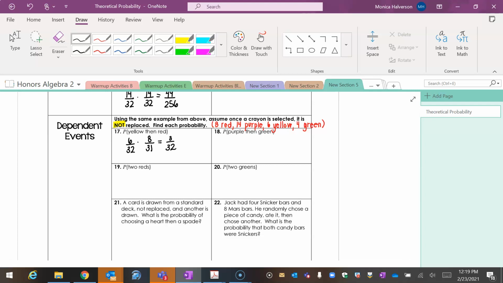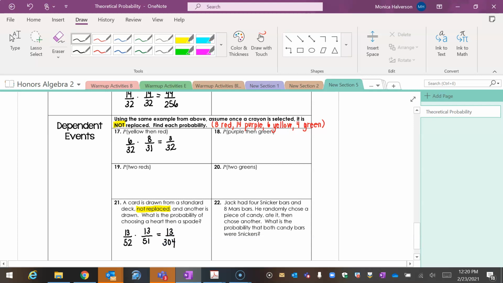All right, let's also do number 21 together. A card is drawn from a standard deck, not replaced, and another is drawn. What is the probability of choosing a heart and then a spade? So the probability of choosing a heart is going to be 13 out of 52. Because we didn't replace it, our sample space has decreased to 51, which means that the probability of picking a spade will be 13 out of 51. And we would get a final answer of 13 out of 304.